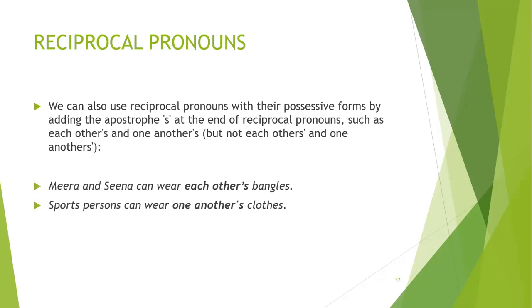We can also use the reciprocal pronoun with possessive forms. Here we use the apostrophe S. All right. So if it's showing possession, for instance, Mira and Sina can wear each other's bangles. So this means that Mira can wear Sina's bangles. Sina can wear Mira's bangles. So both of them can wear each other's bangles. The same for one another. Sports persons can wear one another's clothes, if that is true.